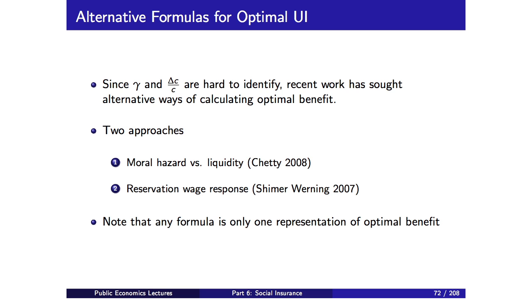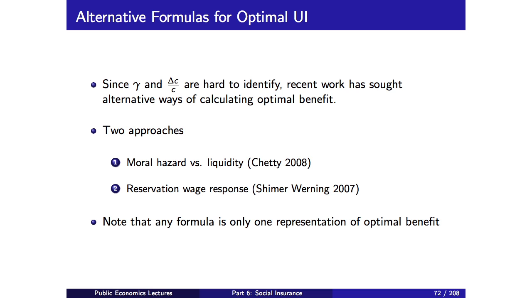And as we talked about for various reasons in the last lecture, not only is delta C over C hard to identify empirically because of poor consumption data, basically, but also the risk aversion parameter is highly variable across contexts for both behavioral and neoclassical reasons, and so it's hard to pin down exactly what those two parameters are. So one way to think about what more recent work has done is to seek alternative ways of calculating optimal benefits that do not require the estimation of these two parameters.